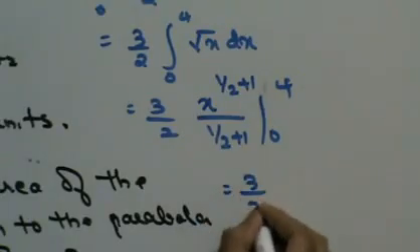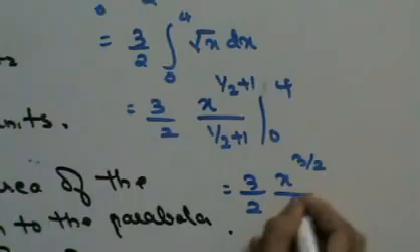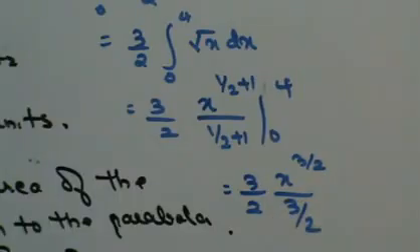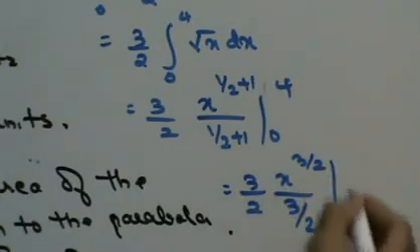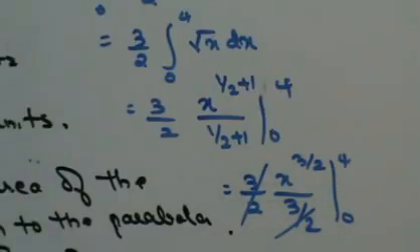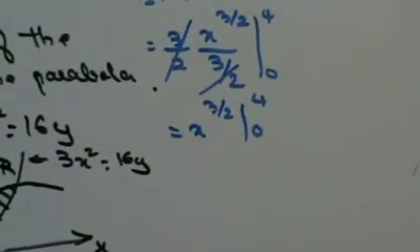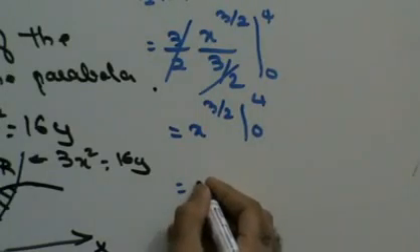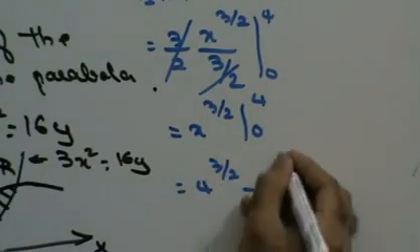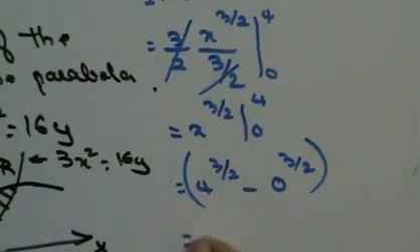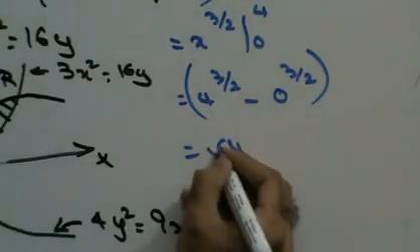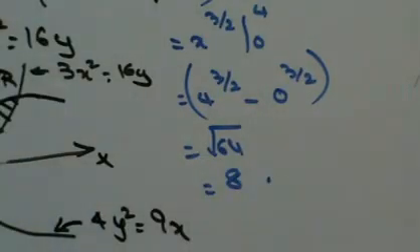So this can be written as 3 by 2 x raised to 3 by 2 upon 3 by 2, with limits 0 to 4. 3 by 2 and 3 by 2 get cancelled. So this is going to be x raised to 3 by 2 with limits 0 to 4. So this is 4 raised to 3 by 2 minus 0 raised to 3 by 2. Now 4 cube is nothing but 64 under root, so this is going to be 8. So the area of this region is 8 square units.